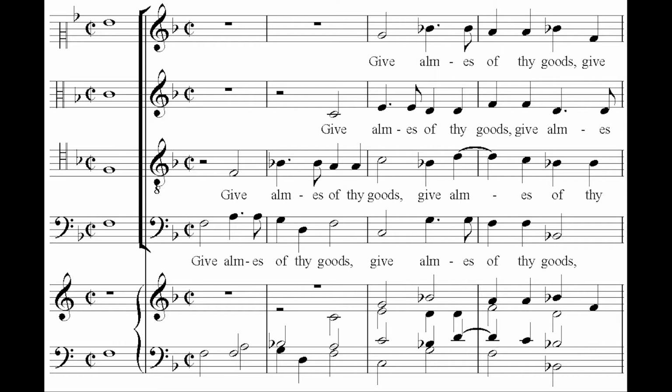As you can see in the anthem, Give Alms of Thy Goods by Christopher Tye, the organ parts replicate most of the vocal parts, except for repeated notes. You can see this in the bass part in measure 1, the tenor part at the end of measure 2, the alto part at the beginning of measure 3, and the alto and tenor parts at the end of measure 4.